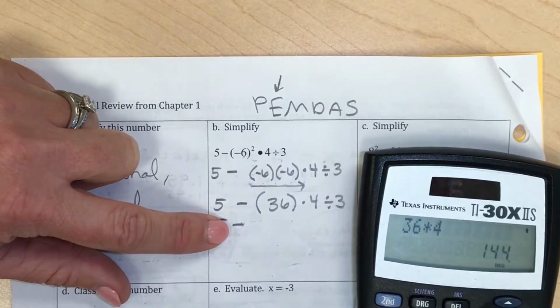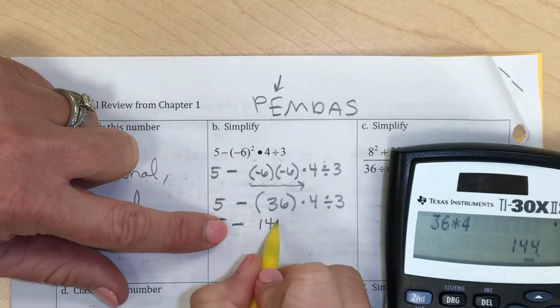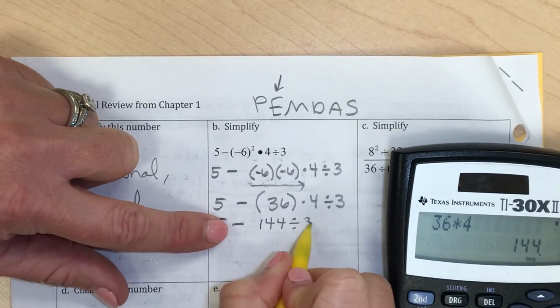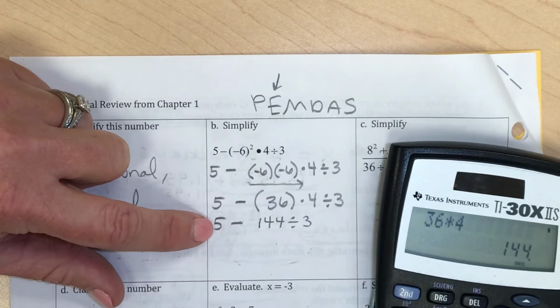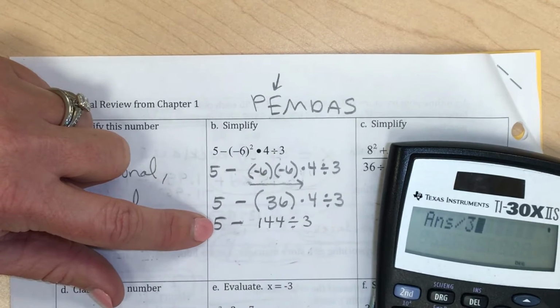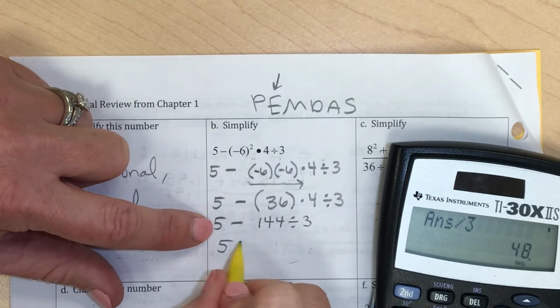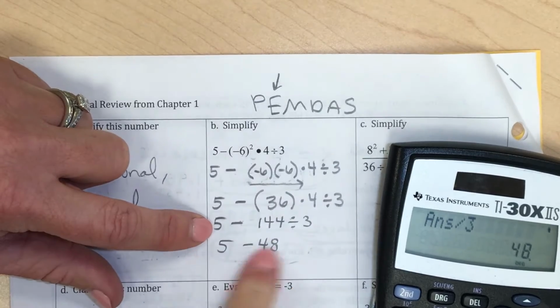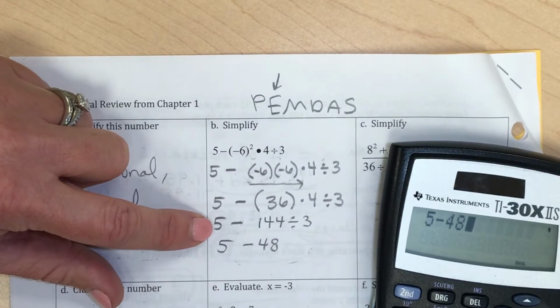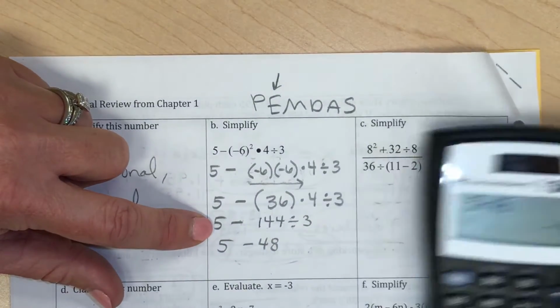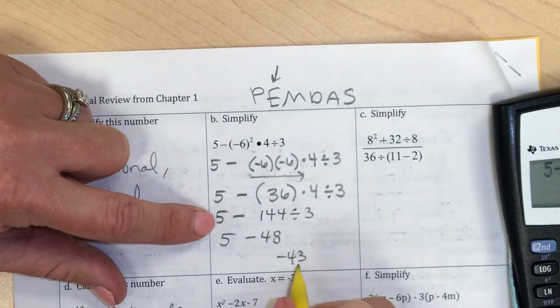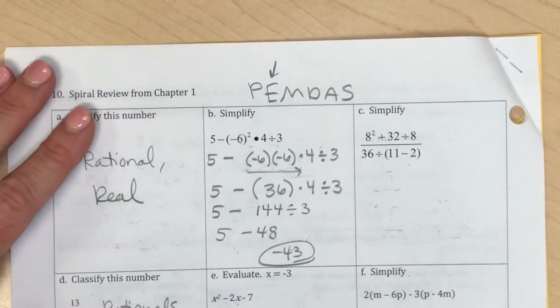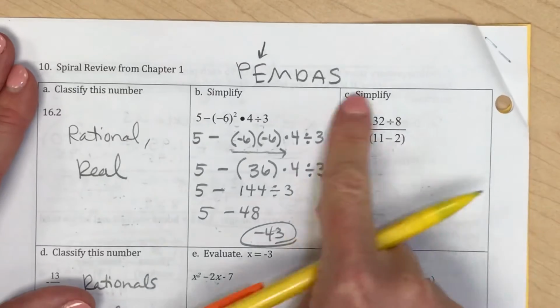36 times 4 is 144. And again, I have to do my division before I can do subtract. So I'm going to divide that by 3. So I have 5 minus 48. Now I can do my subtraction. 5 minus 48 is -43. So there's this one.